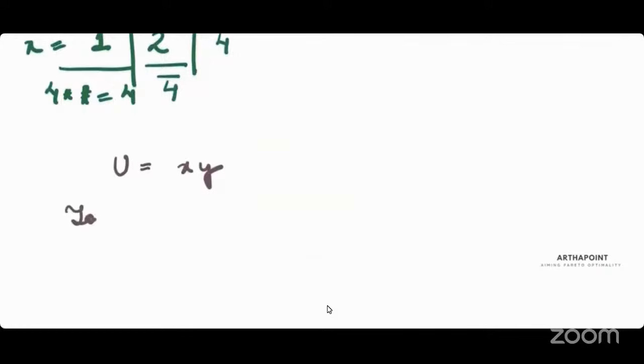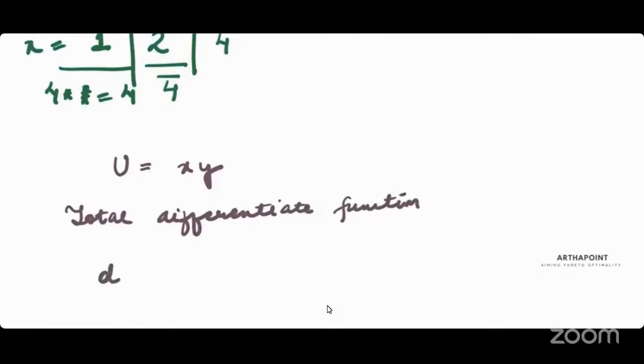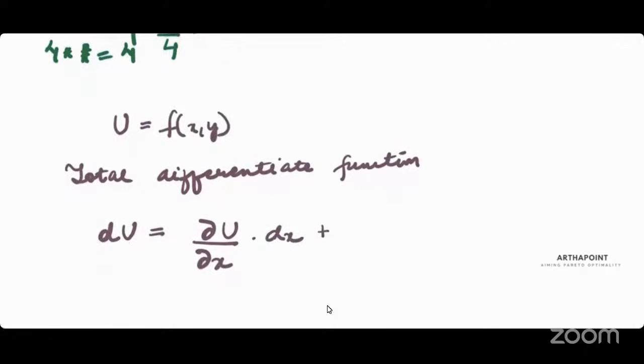If I ask you to totally differentiate this function, you will get du is equal to how utility changes when x changes, dx, plus, and in fact I will write a general form so that you can apply it to all. The function of x and y. So how utility changes when x changes, dx, plus how utility changes when y changes, dy.